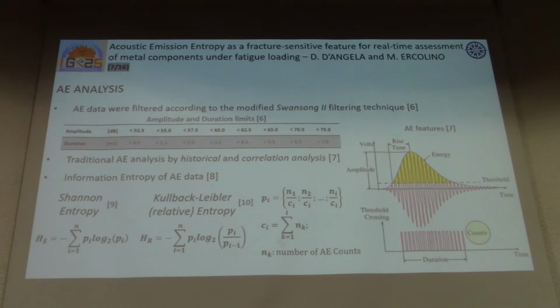Actually, the evaluation is based on the counts, so as you can see, NK is the number of counts, CI is the cumulative number of counts. According to the number of counts, we can calculate the vector of the probability that is defined in the equation, and using the definition of PI, we can calculate both different measures of entropy.